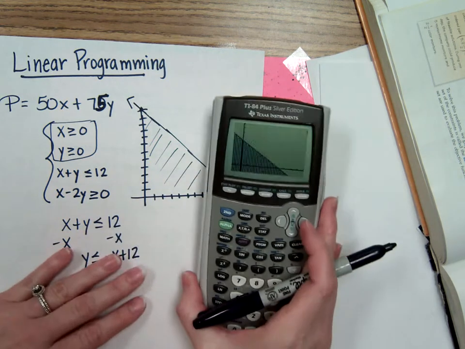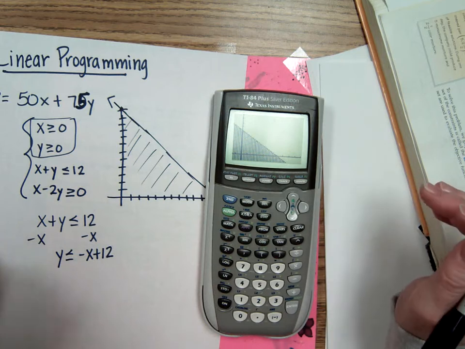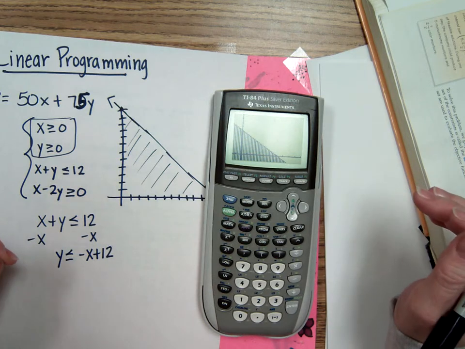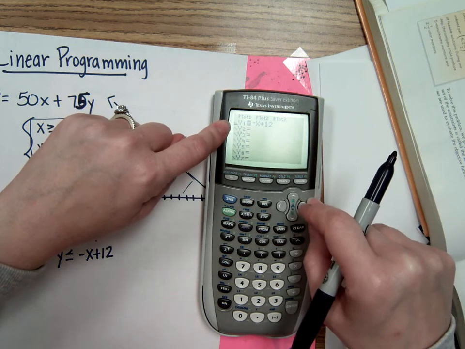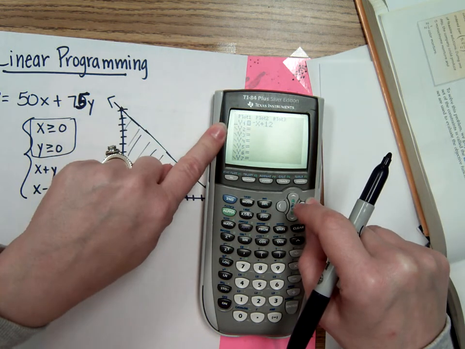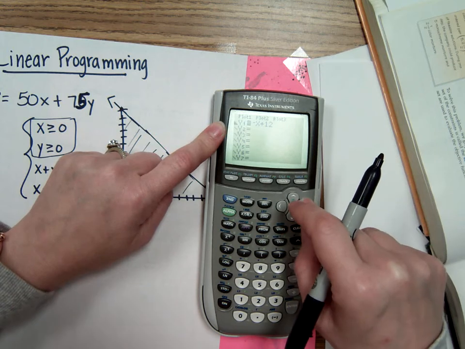You can shade on your calculator too. Once you figure out where it needs to be shaded, you just go to y equals and come over here and hit enter until that's showing that it's shaded below the line.